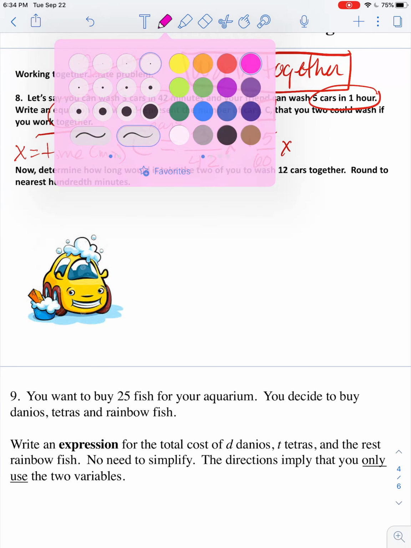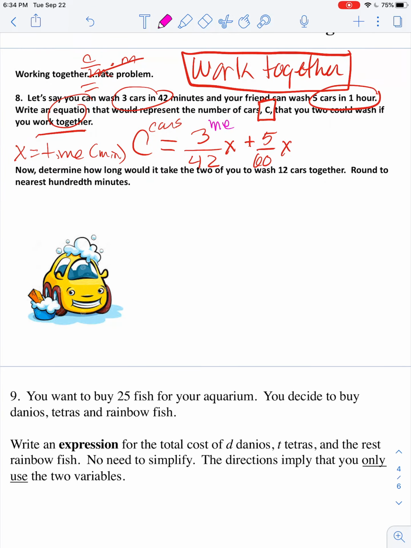So this is representing the 2 different people in this case. This is me, and this is my friend. Okay, and this is us working together. And all that this part says is to write an equation. So I'm writing an equation. But down here it says, now determine how long it would take. Since X is time, this is basically telling me to go ahead and solve for X.